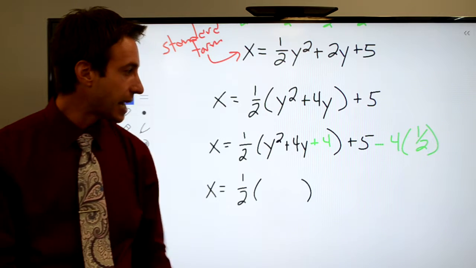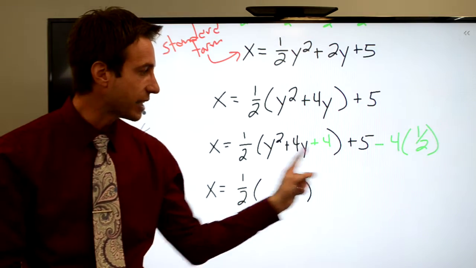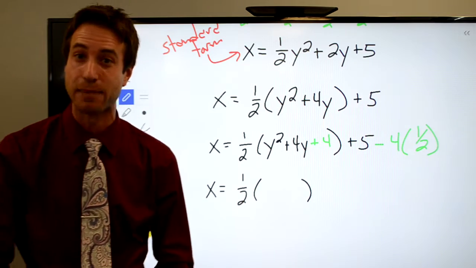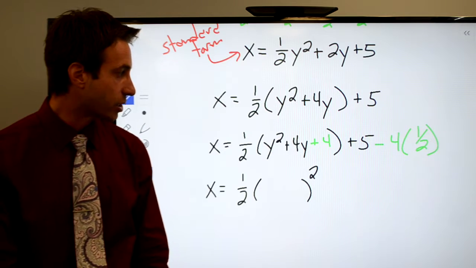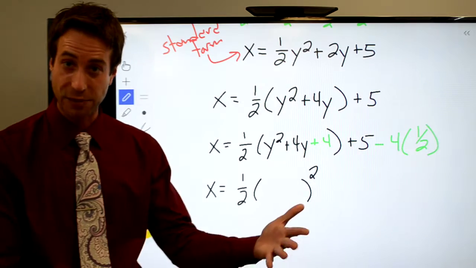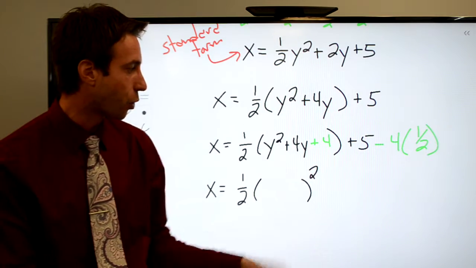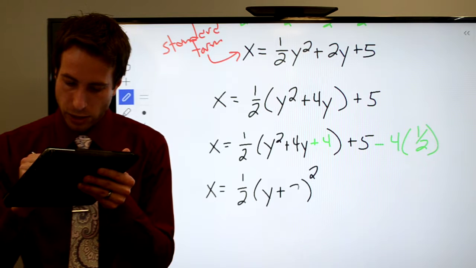This is a perfect square trinomial. That's why we call it completing the square. It'll factor into 2 binomials that are the same, which means I'll just write it as that binomial squared. So it's going to have to be 2 numbers that multiply to 4 and sum to 4. They have to be the same number. Well, 2 times 2 is 4, and 2 plus 2 is 4, so it'd have to be y plus 2.